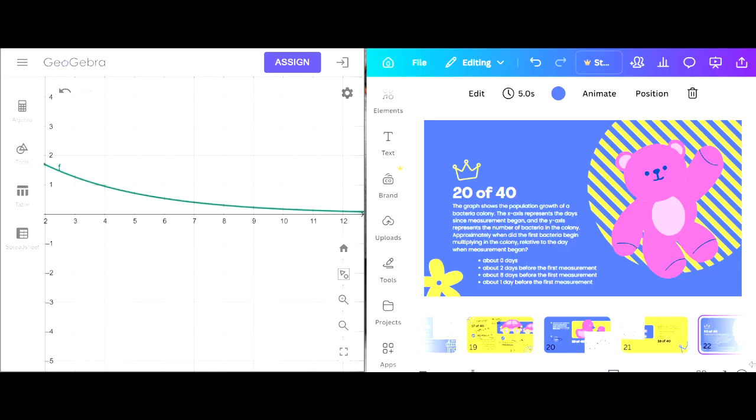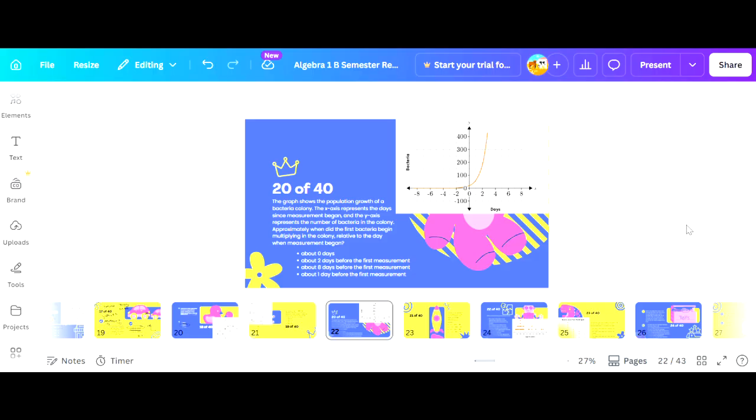The graph shows the population growth of a bacteria colony. The x-axis represents the days since measurement began, and the y-axis represents the number of bacteria in the colony. Approximately when did the first bacteria begin multiplying in the colony relative to the day when the measurement began? I just straight up didn't put the graph in. There it is. So measurement began here, apparently at day 0.